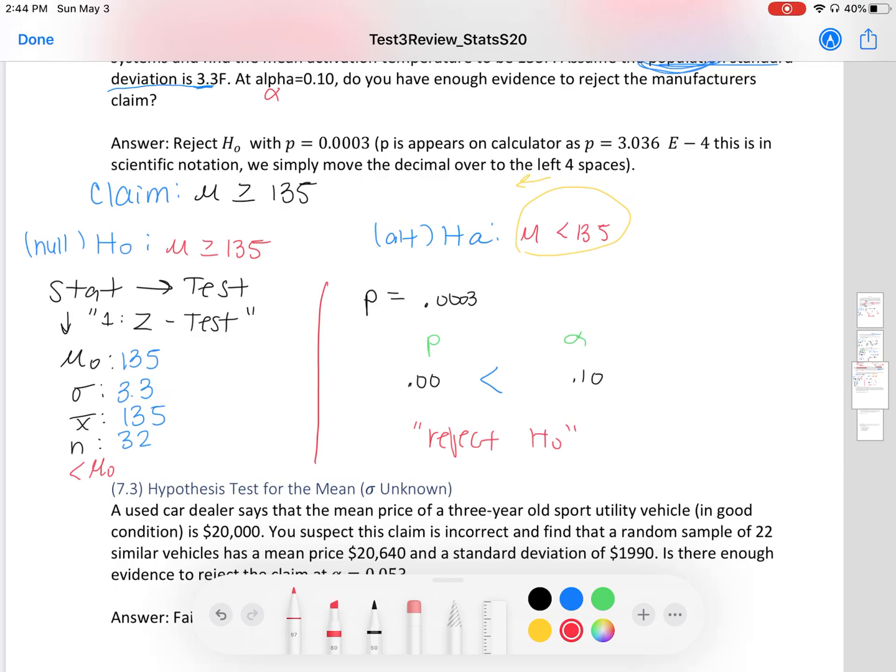Now, I do have a note here before I move forward. I say that P appears in the calculator, and it writes it in scientific notation. So what you do is you move the decimal place to the left 4 places. That's why it's a negative. The -4, you have to move it to the left 4 places. And if we do, that's how we result in this 0.0003.